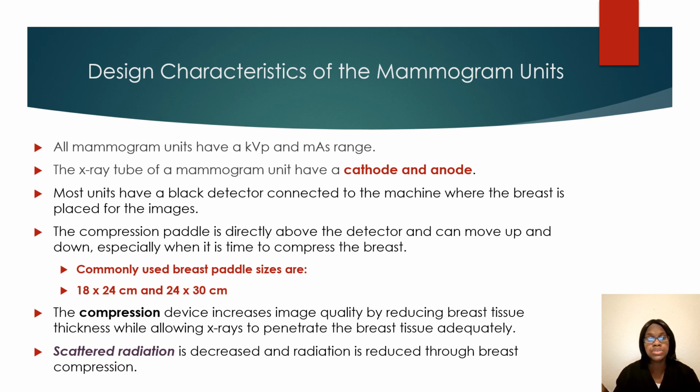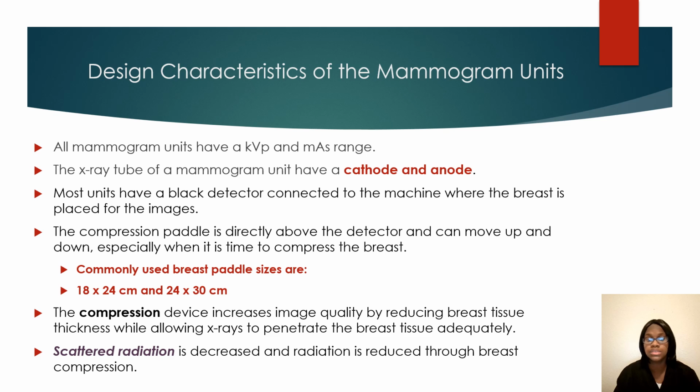The X-ray tube of the mammogram unit has a cathode and anode, similar to X-ray equipment. Most units have that black detector where the breast rests before you come down with the compression paddle. That black area or board is the detector. The compression paddle is above the detector, and we all know it can move up and down.